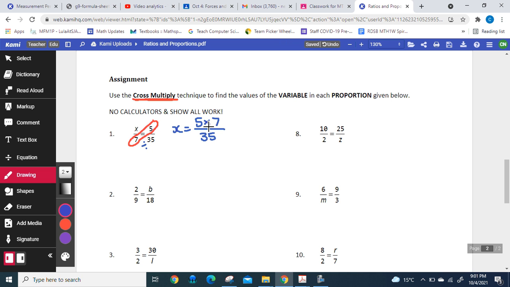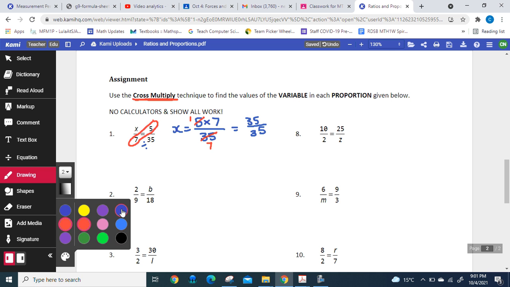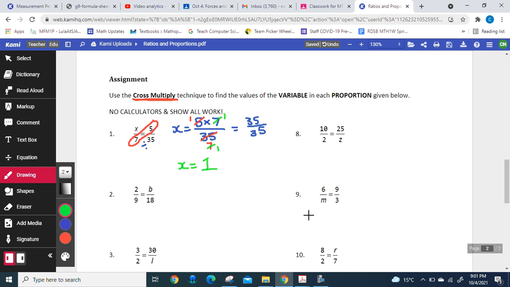Now we can do our proper multiplication. 5 times 7 is 35 over 35, and therefore x is equal to 1. We could also look at it and say, well, 5 goes into itself once, and 5 goes into 35 7 times, and 7 goes into itself once, and 7 goes into itself once. So we can also cancel, and then we get straight to the answer, which is in lowest terms. That's a great choice.